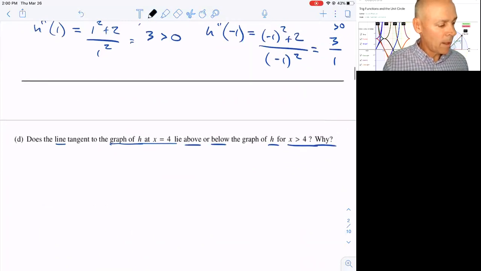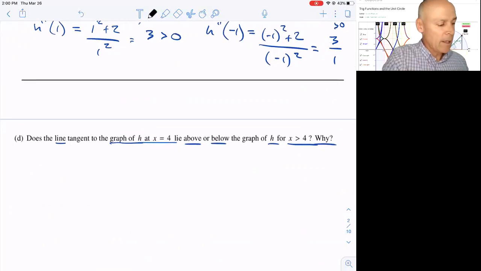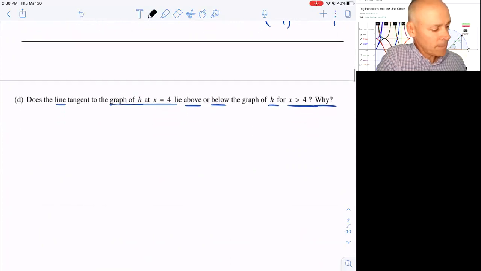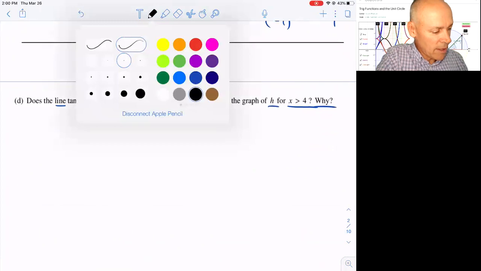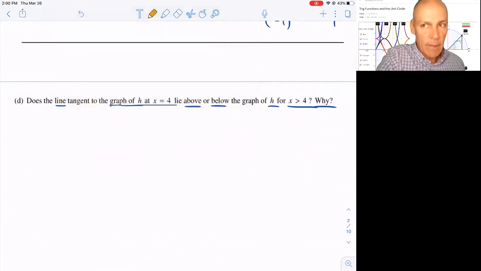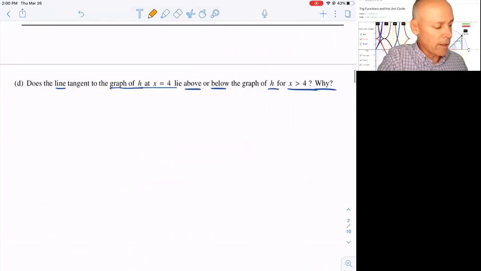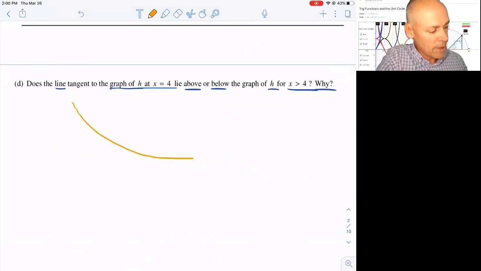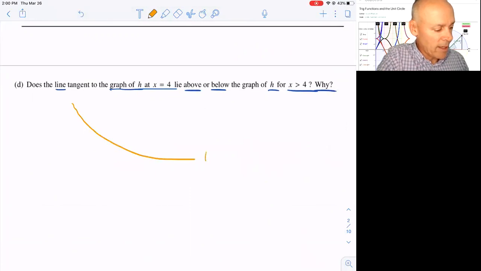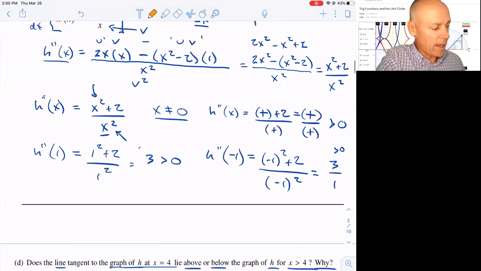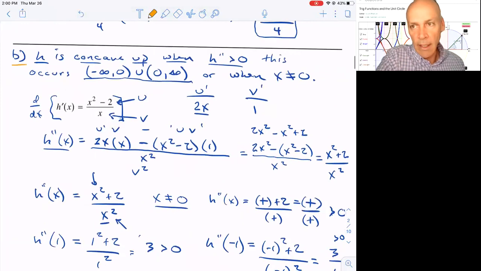Well, if we look at what we just found in part B, that h was concave up everywhere it was defined. So if I just sketch, it doesn't matter whether I show it concave up increasing or concave up decreasing, it's not going to matter. I'm going to draw it concave up decreasing. I have no idea what it looks like. I'm just saying this is h of x. The only thing I care about is that it is concave up everywhere it's defined according to the work that I did in part B.